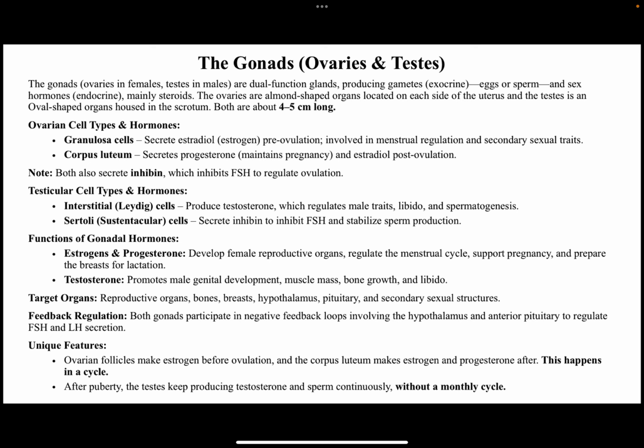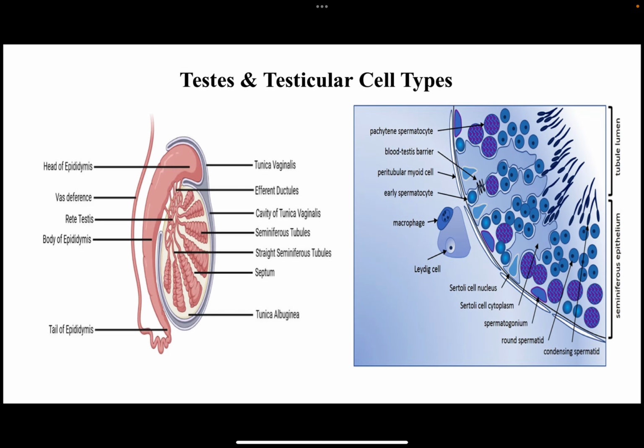Now, after puberty, the testes keep producing testosterone and sperm continuously without a monthly cycle. Okay, good. So this is the testes and then the testicular cell types. This is how the testes look.